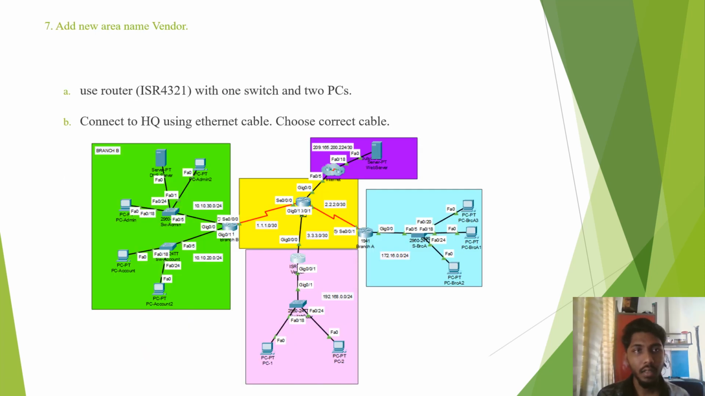Next, method 7: add a new area named Windows. Use router ISR 4321 with one switch and two PCs. Connect to HQ using an Ethernet cable. Choose the correct cable.